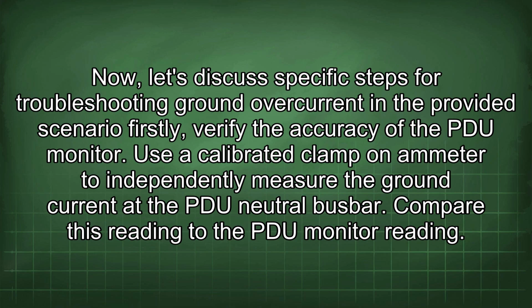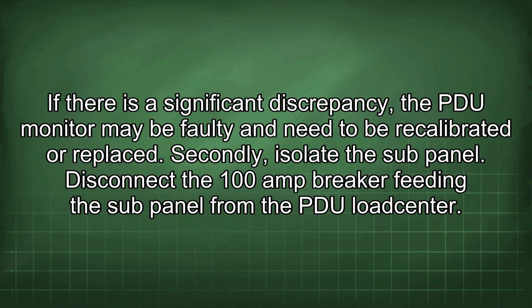Now, let's discuss specific steps for troubleshooting ground overcurrent in the provided scenario. Firstly, verify the accuracy of the PDU monitor. Use a calibrated clamp-on ammeter to independently measure the ground current at the PDU neutral busbar. Compare this reading to the PDU monitor reading. If there is a significant discrepancy, the PDU monitor may be faulty and need to be recalibrated or replaced.